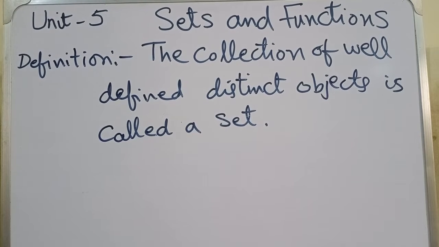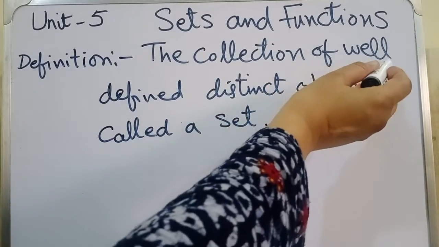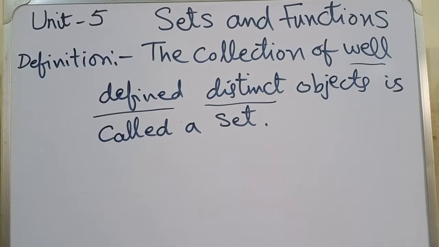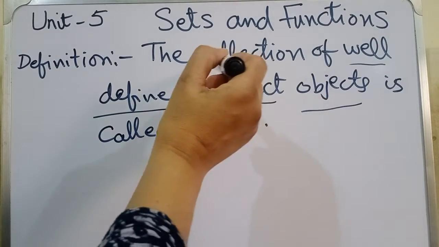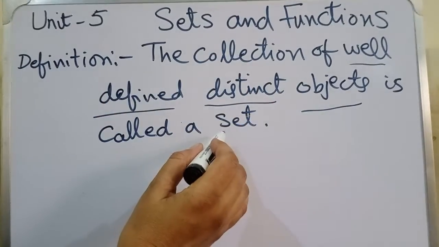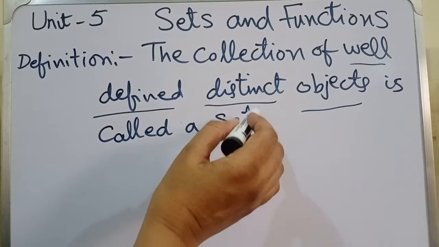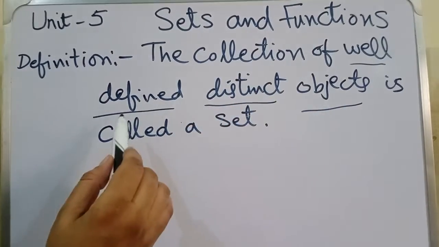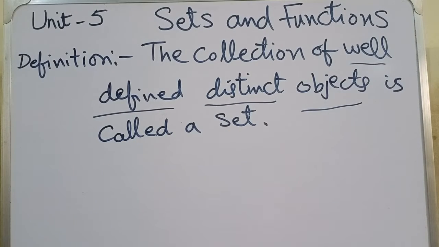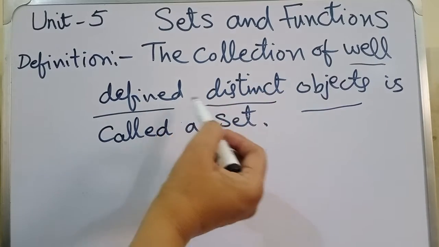First is well-defined and second is distinct. Object is related to collection. The collection of objects is called a set, but it is not a set if these objects are not well defined and distinct. I want to show you some common examples from everyday life. We use many types of sets in our life which easily show us that they are well defined and distinct.